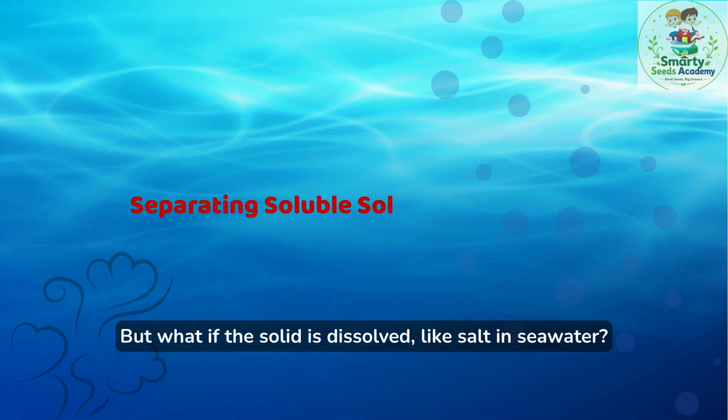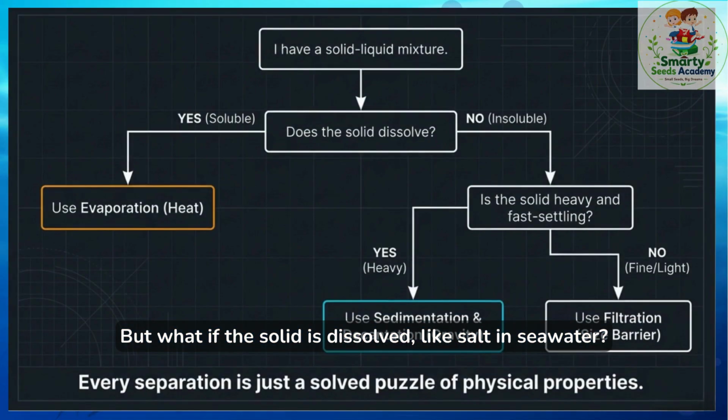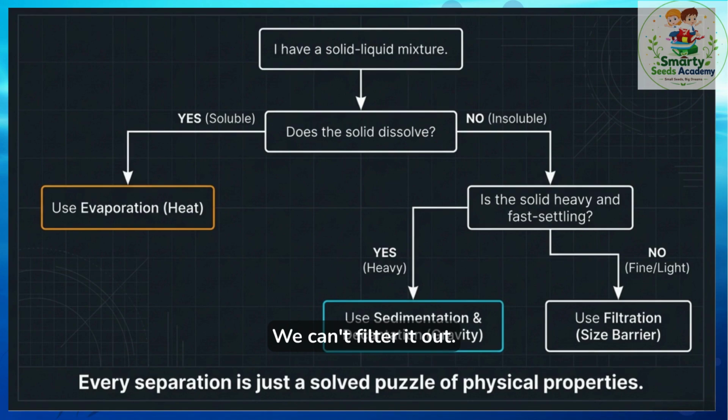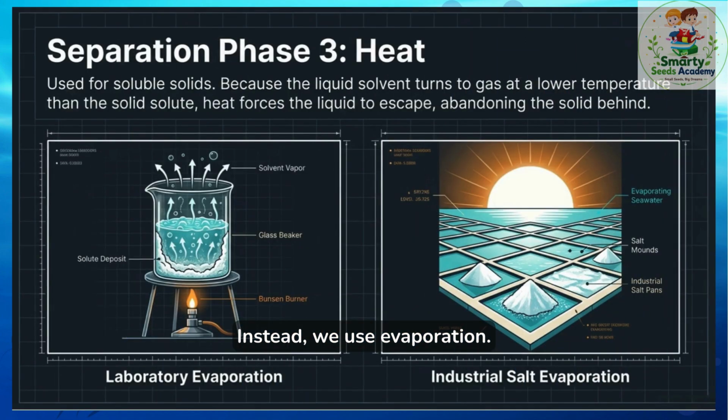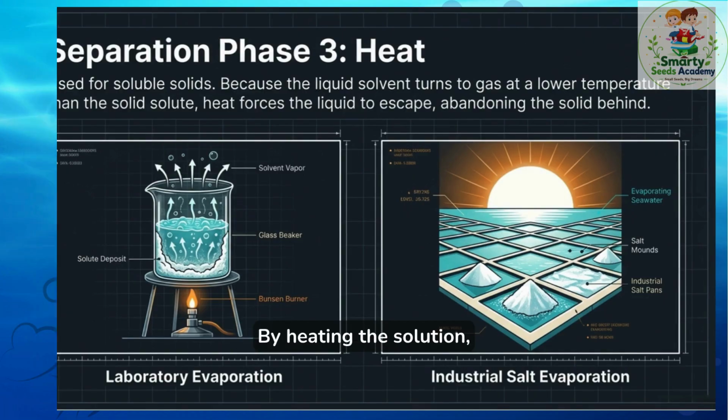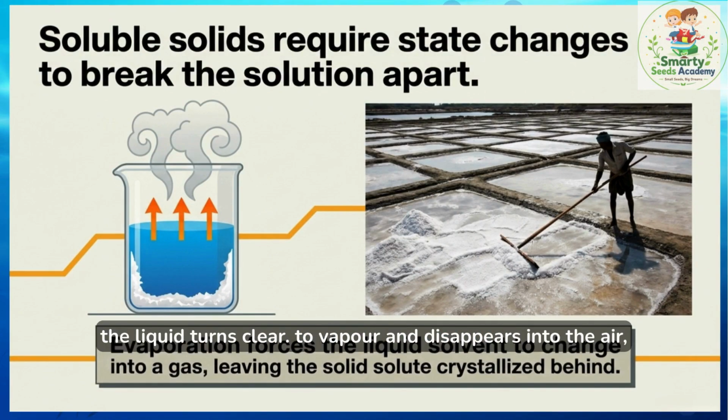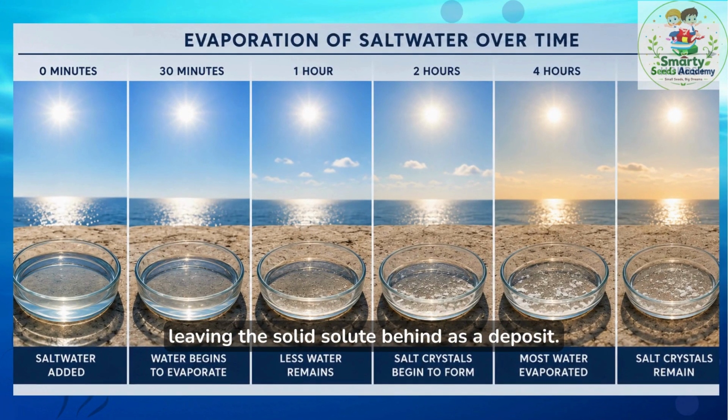But what if the solid is dissolved, like salt in seawater? We can't filter it out. Instead, we use evaporation. By heating the solution, the liquid turns to vapor and disappears into the air, leaving the solid solute behind as a deposit.